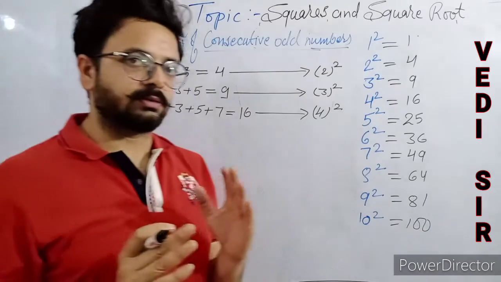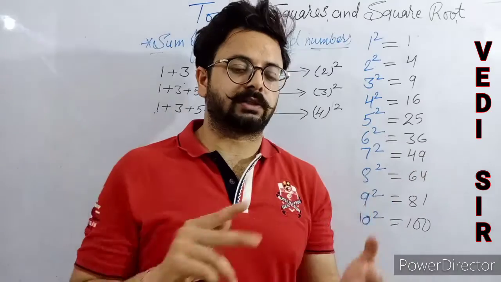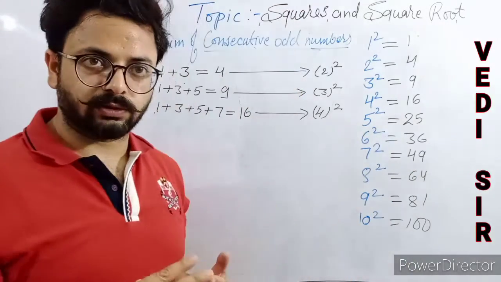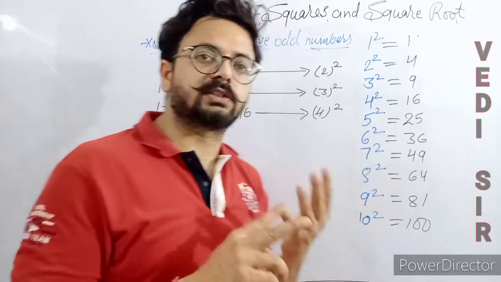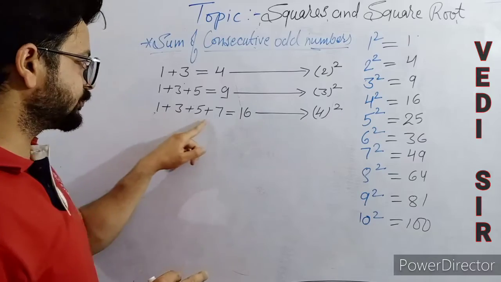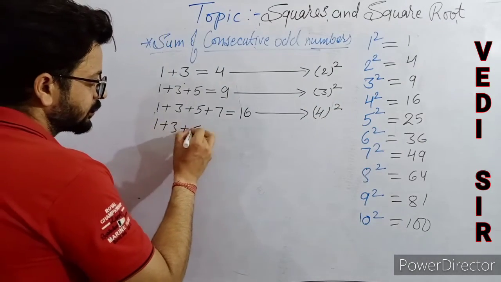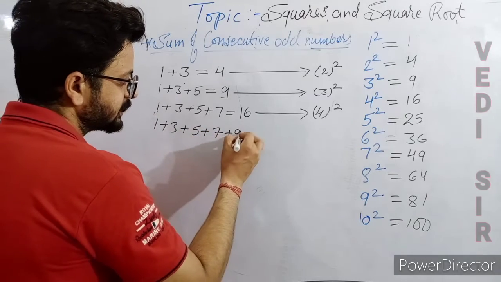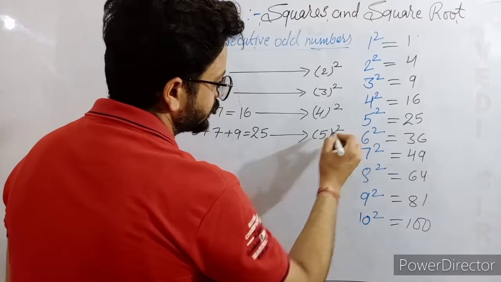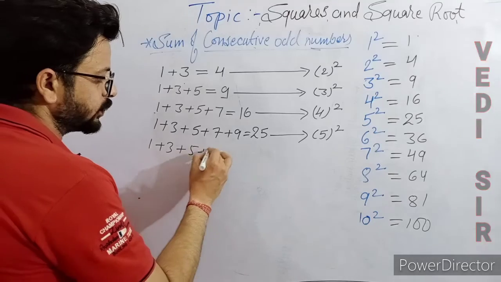Now, have you observed one main thing? We are talking about the sum of first odd numbers. Sum of first 2 odd numbers, then square of 2. Sum of first 3 odd numbers, square of 3. Sum of first 4 odd numbers, square of 4. Sum of first 5 odd numbers, then square of 5.